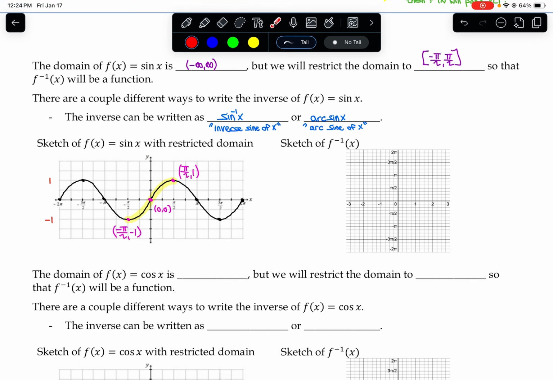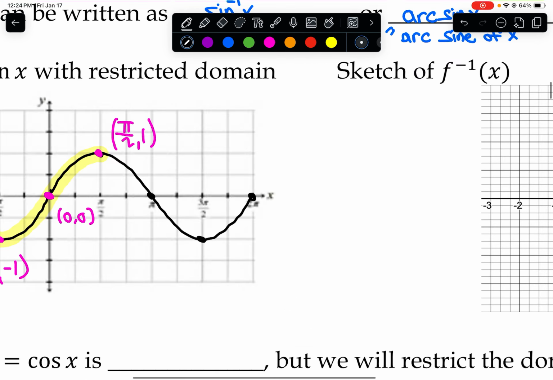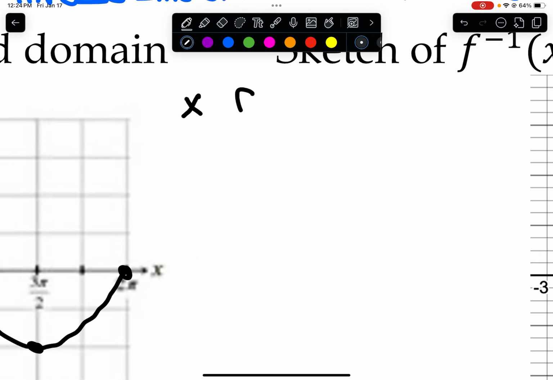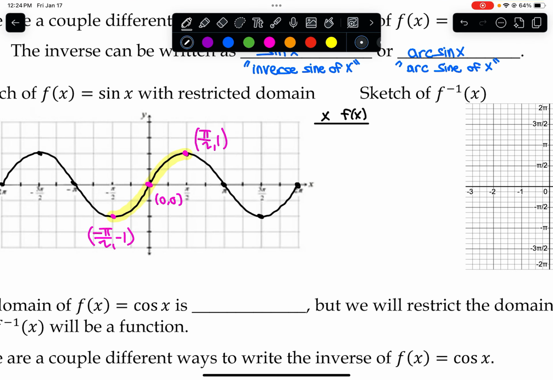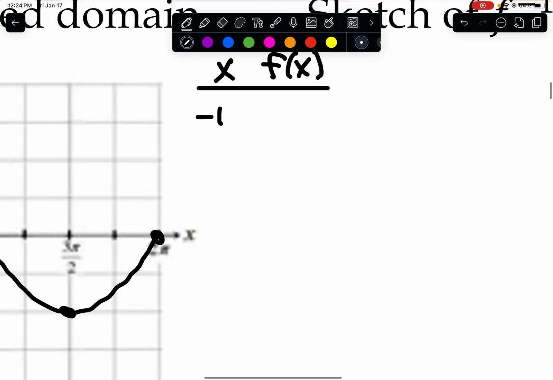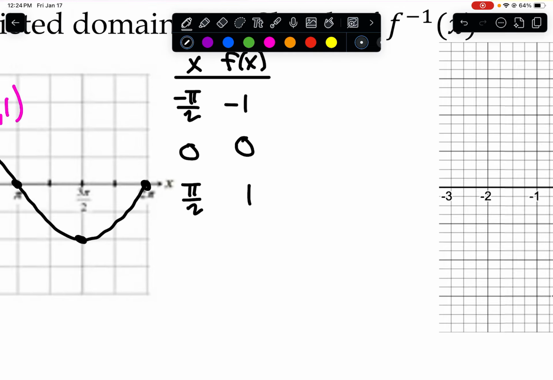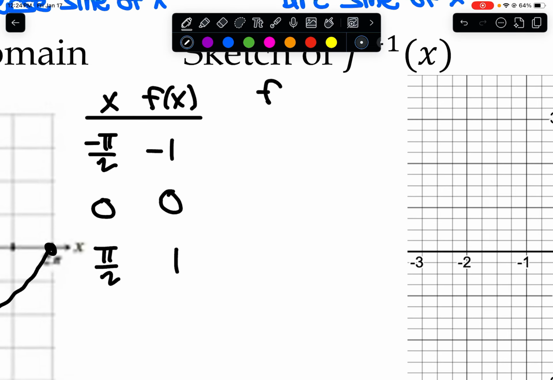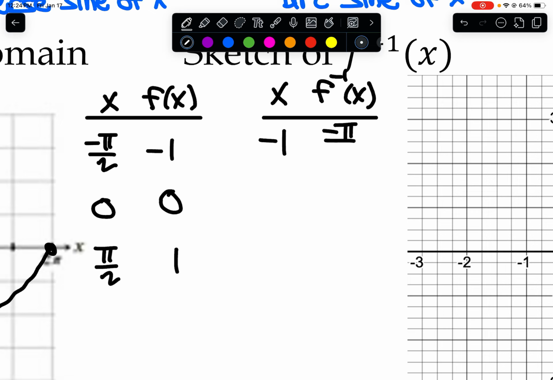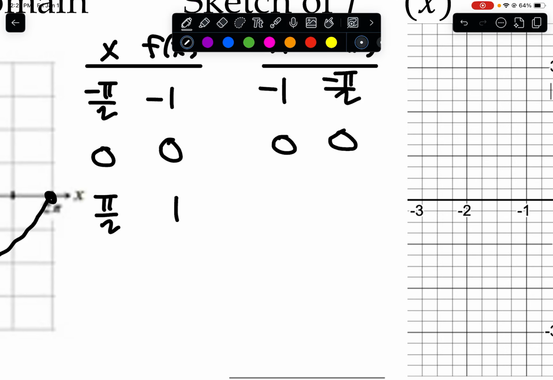Just to make all of our lives a little bit easier, I decided to give you guys a graph. Before we actually get to the graph, I want to make a quick reference table. So we have x and f of x. These are the points that I'm taking from my graph: negative pi over 2, comma negative 1; 0, comma 0; and then pi over 2, comma 1. When I do my inverse, I'm going to flip these points, so x and inverse of f of x. So now I'm going to have negative 1, comma, negative pi over 2, then 0, 0, and then 1, comma, pi over 2.